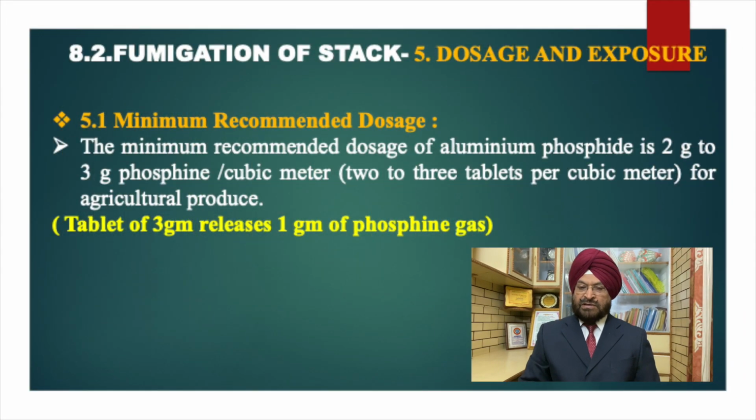The dose recommended by the BIS on the volume basis is that the minimum recommended dose of aluminum phosphide is 2 to 3 gram of phosphine. I am talking about phosphine, not the tablet. 2 to 3 gram of phosphine per cubic meter means 2 to 3 tablets per cubic meter. You know that a 3 gram tablet releases 1 gram of phosphine. So that's why a dose of 2 to 3 tablets per cubic meter is to be applied as per the revised procedure.